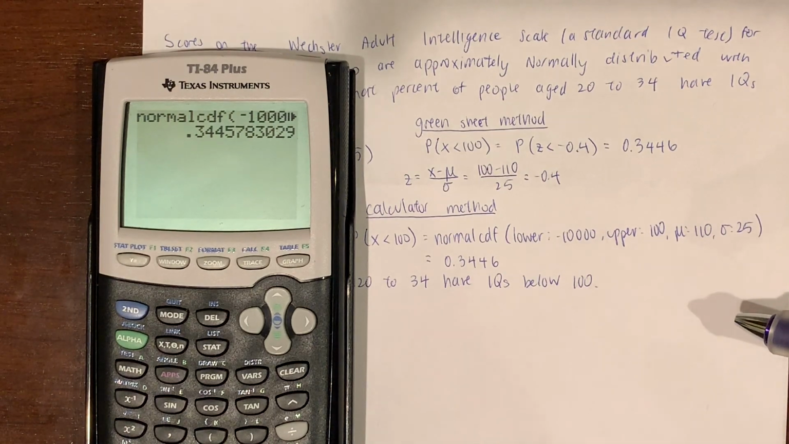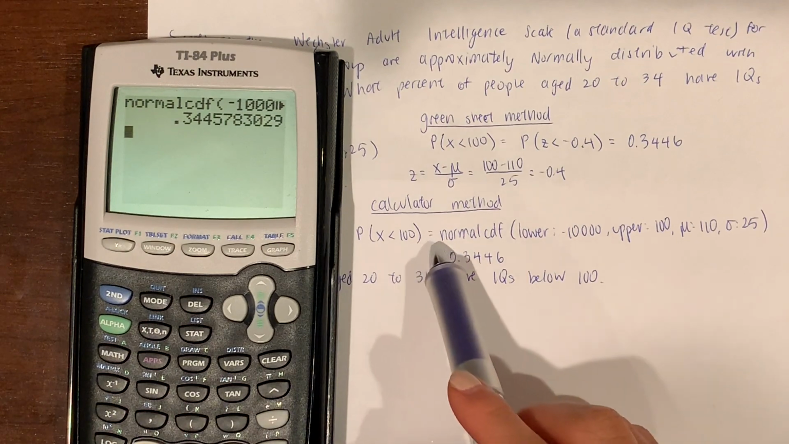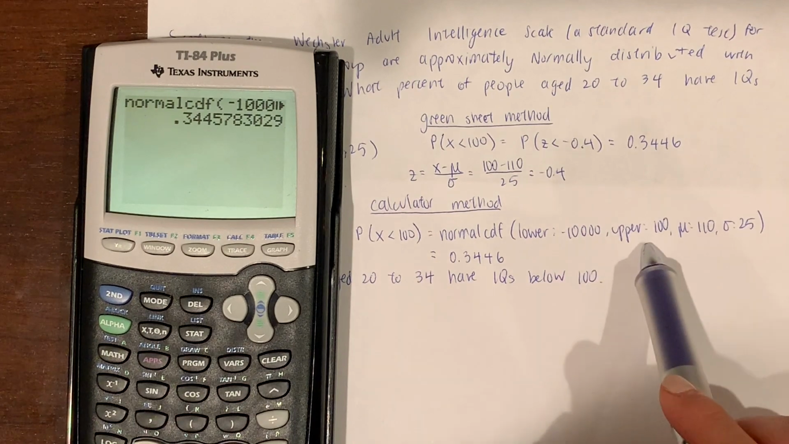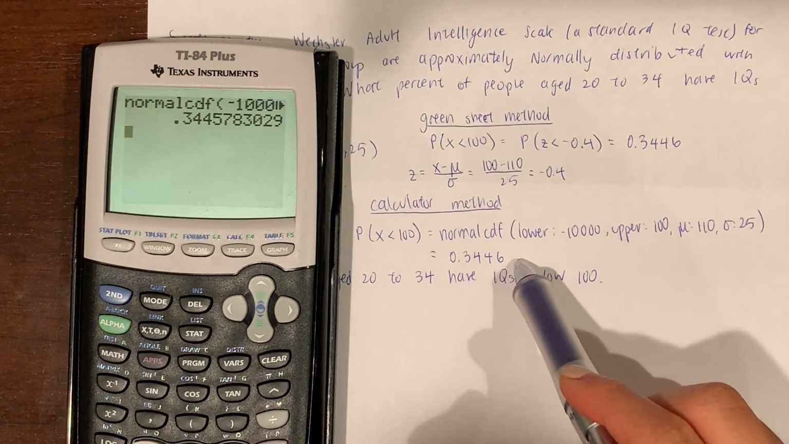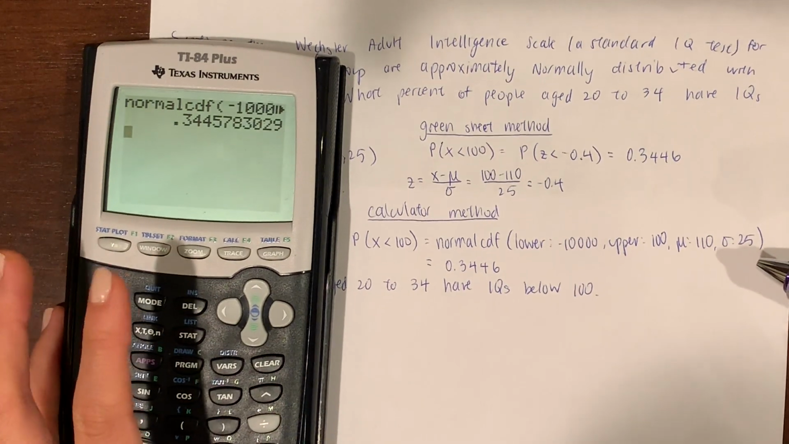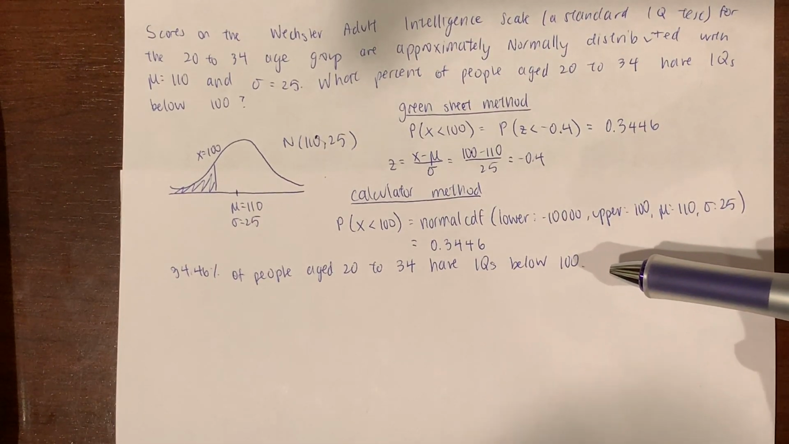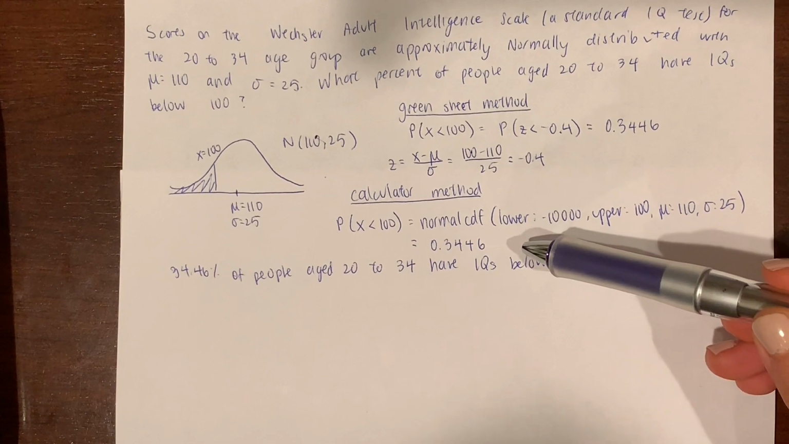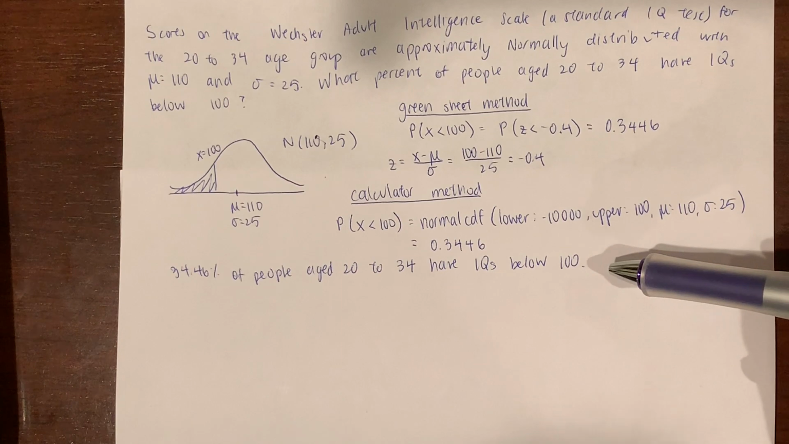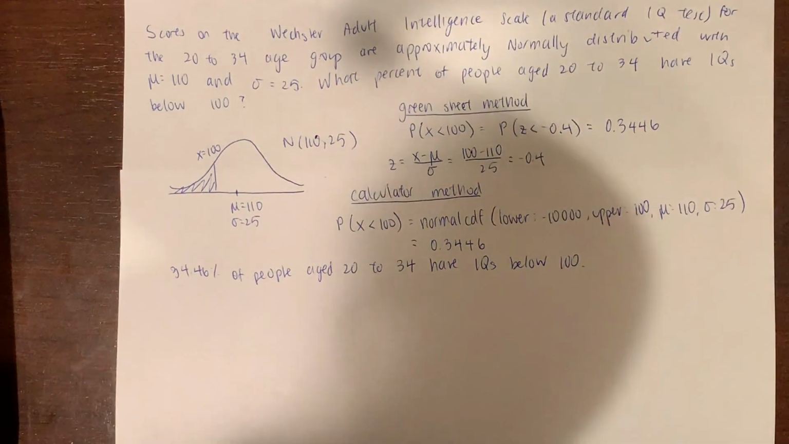When you show work using your calculator on your paper, you can do it as I have shown here. You write the probability of x is less than 100 is equal to normal CDF, and then you want to label the different components, like lower is negative 10,000, upper is 100, and so on, and then you have your answer. Showing your work like this should get you full credit. Finally, you want to answer the question in context. A common mistake is that people might forget to answer the question in context and just have 0.3446. To answer the question in context, as shown here, 34.46% of the people aged 20 to 34 have IQs below 100. Solving a question like this should get you full credit on the AP test.